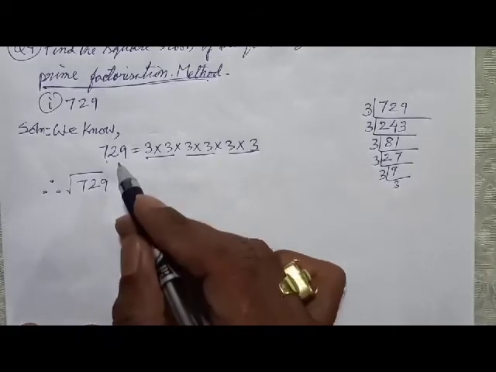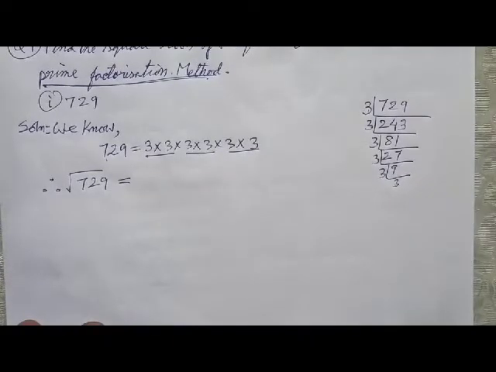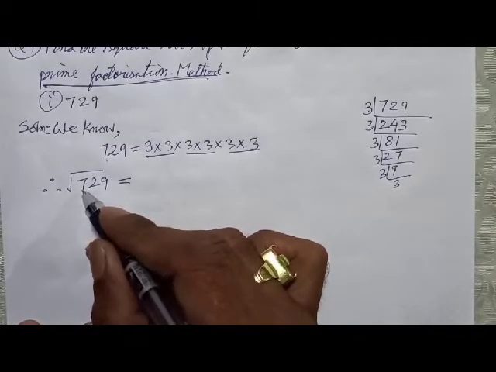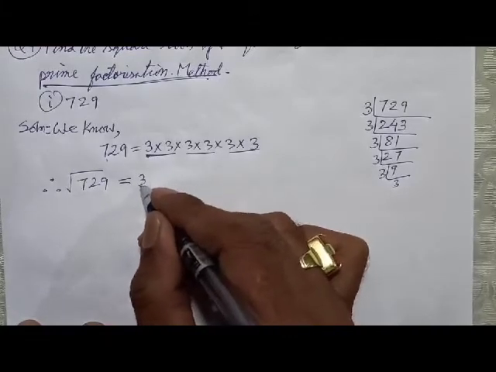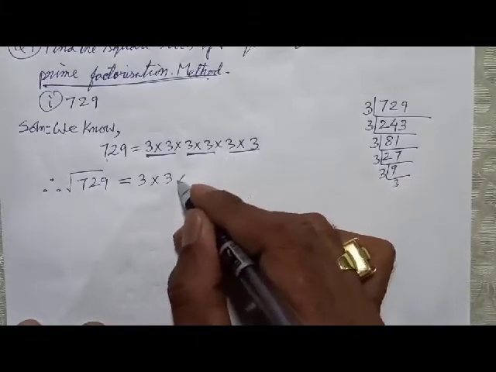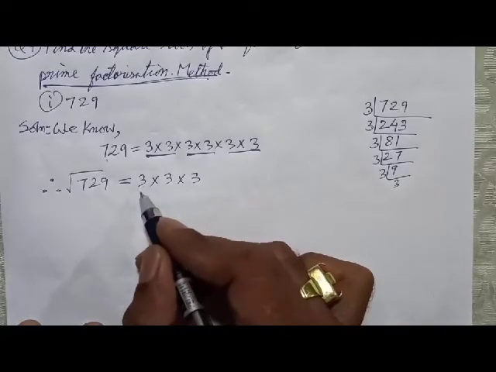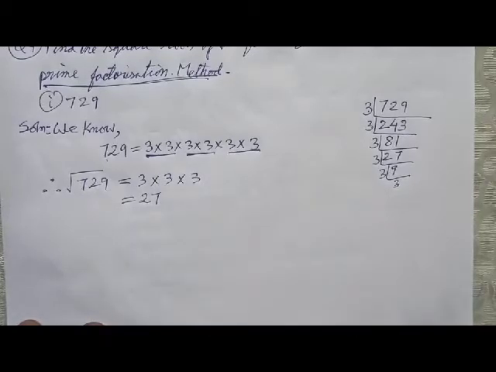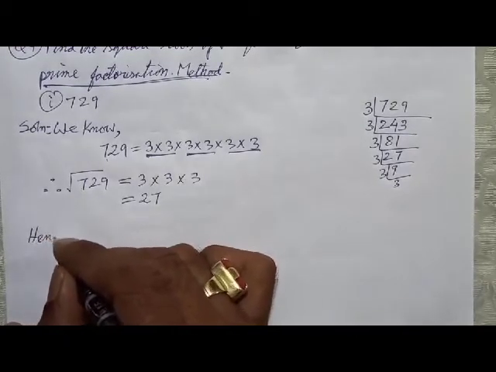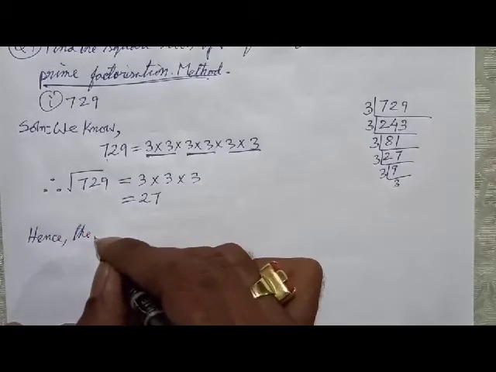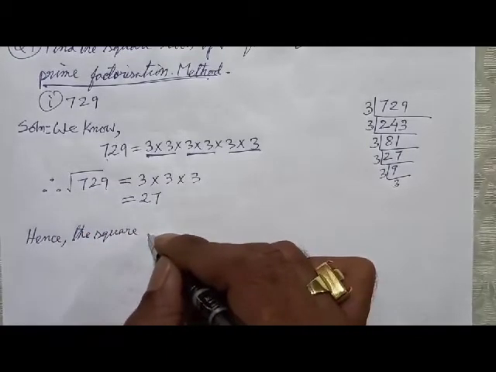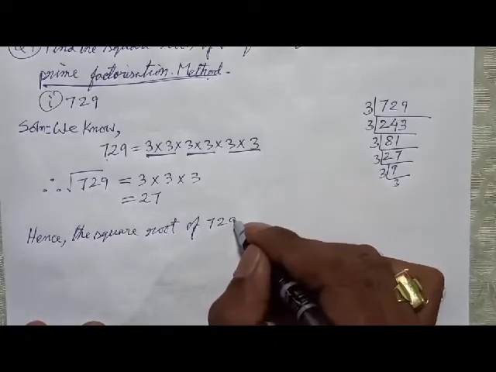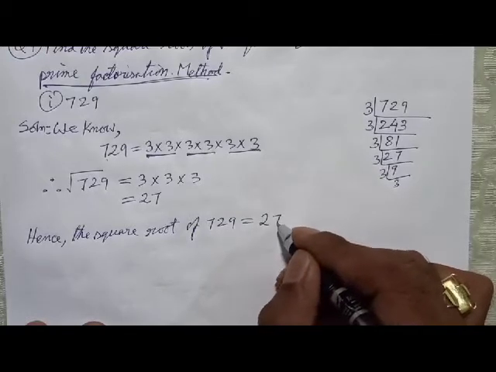If we try to find the square root of 729, from this 3 pair, one 3. From this 3 pair, another 3. From this 3 pair, another 3. Now 3 into 3 is 9. 9 into 3 is 27. So we are getting 27. Hence, the square root of 729 is equal to 27, and this is the answer.